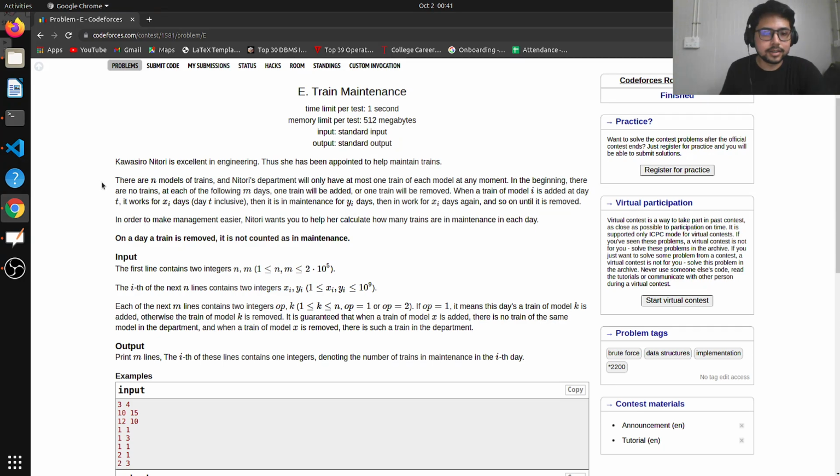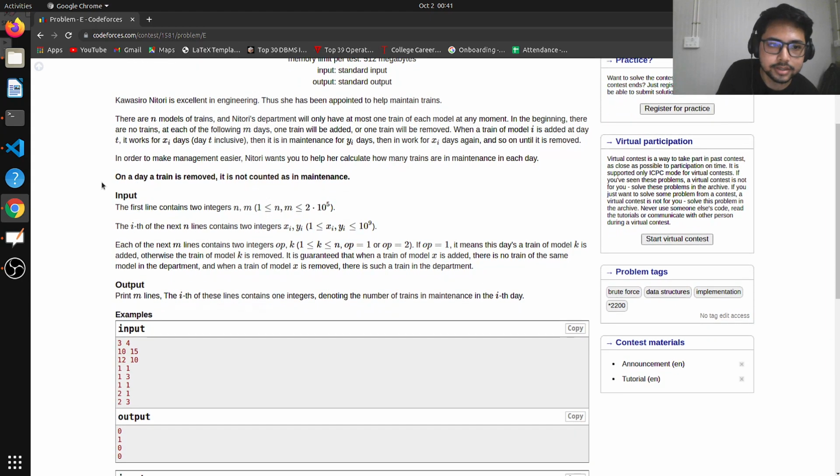What is given is that Kawashiro Nitori is excellent in engineering, thus she has been appointed to help maintain trains. There are n models of train, and the tourist department will only have at most one train of each model at any moment. In the beginning there are no trains, so initially we don't have any trains.